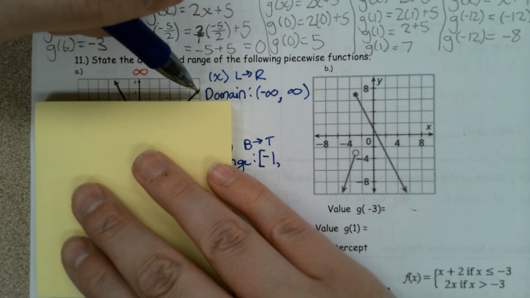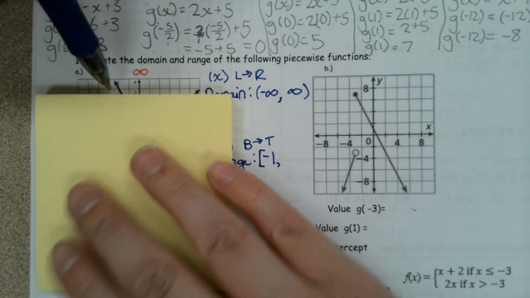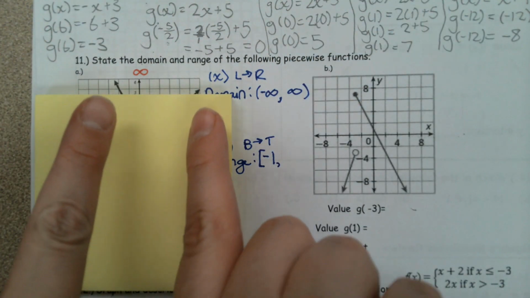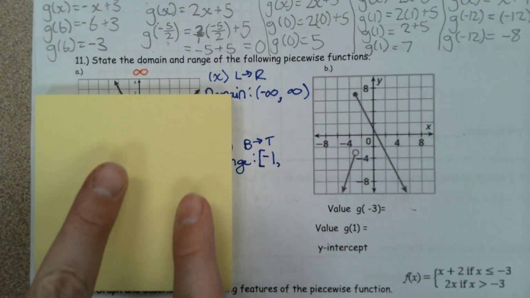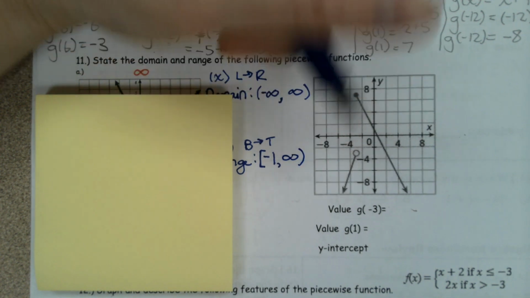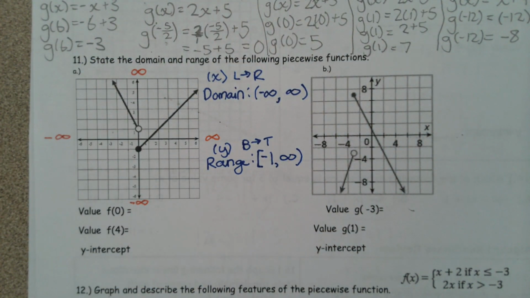Following the line up, we reach these arrows at the top. One's going to the left and one's going to the right, but they are both heading upward as well. Since they're both heading up, they are going towards infinity. So my range is negative 1 up to infinity.